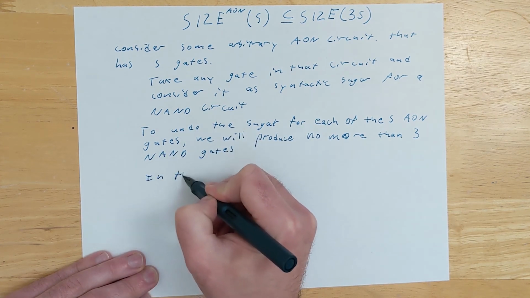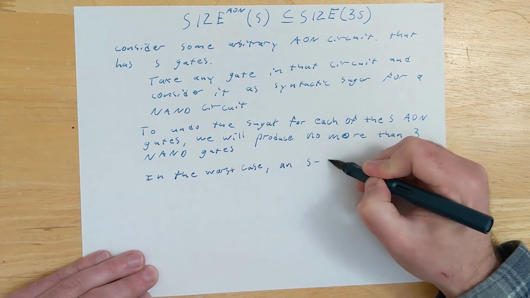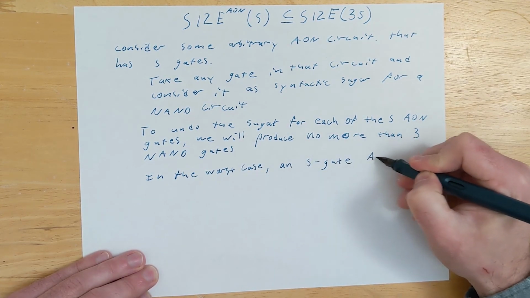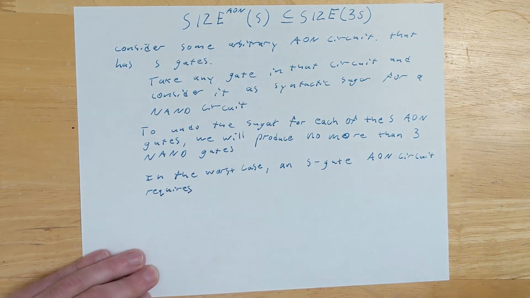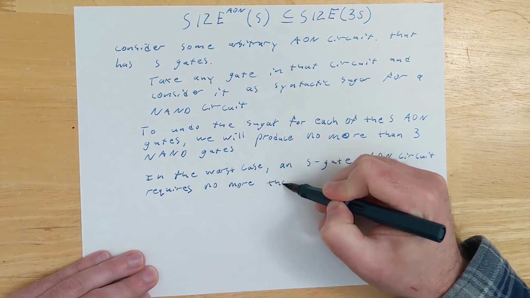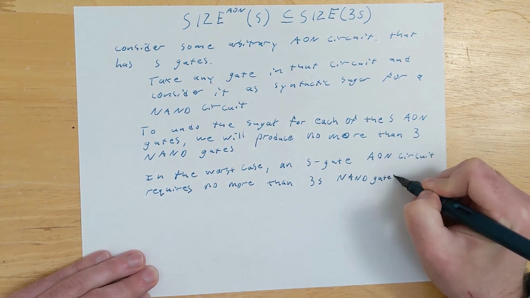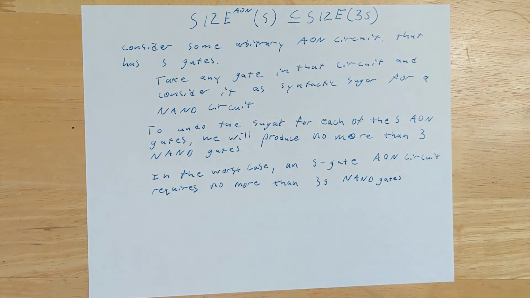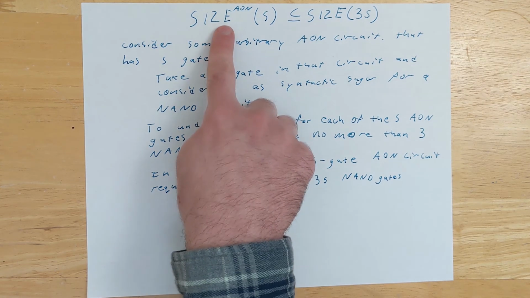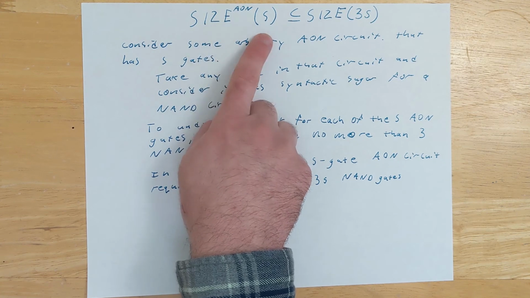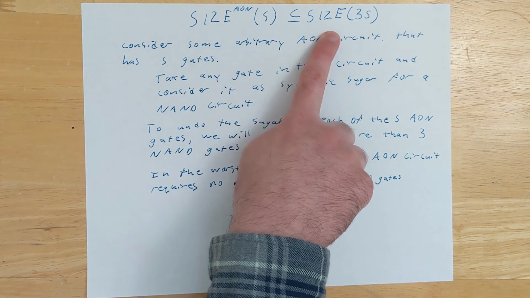So that means that in the worst case, an S-gate AON circuit requires no more than 3S NAND gates. In other words, for any function where S AND, OR, NOT gates were sufficient to implement that function, we're going to be able to conclude that 3S NAND gates is also going to be sufficient for implementing that same function. So every function that belongs to size AON of S is also going to belong to size of 3S.